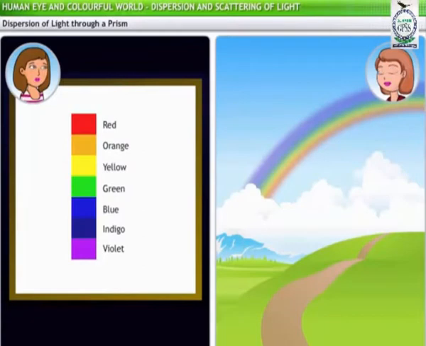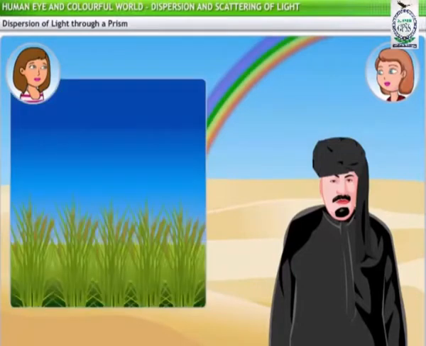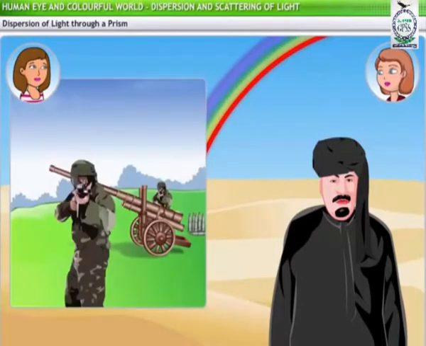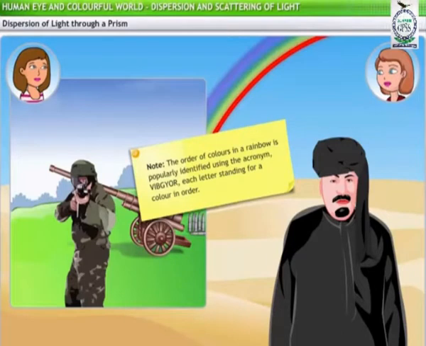Yes, I see what you mean by creating a rainbow through a prism now. To Iranian Muslims, even the brilliance of the colors in a rainbow is significant. For example, prominent green means abundance, red means war, and yellow brings death. Note, the order of colors in a rainbow is popularly identified using the acronym AL-HABIB, each letter standing for a color in order. The same order of colors is visible in a rainbow.